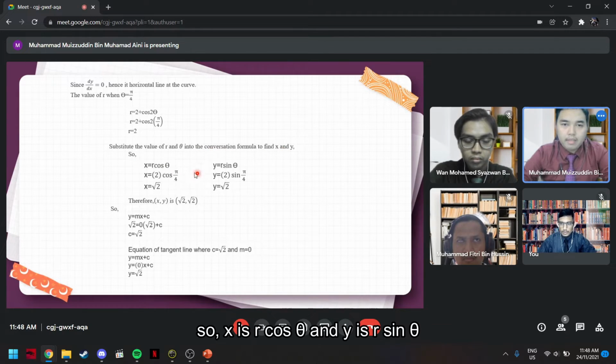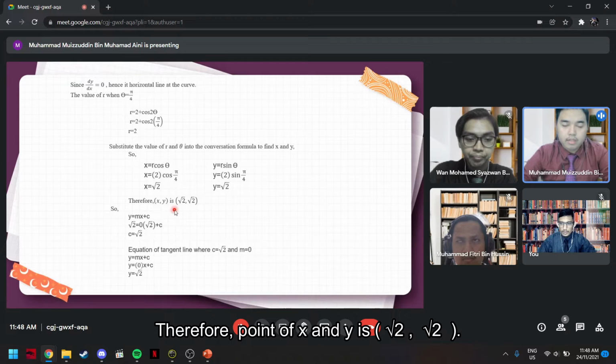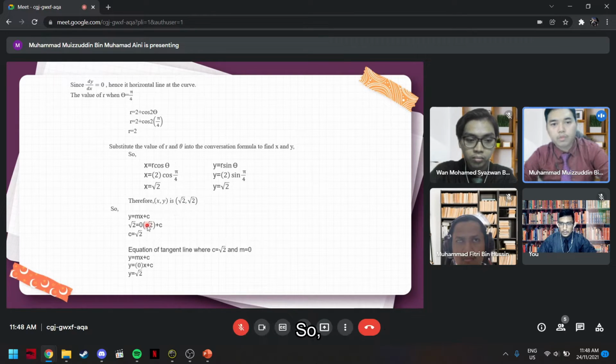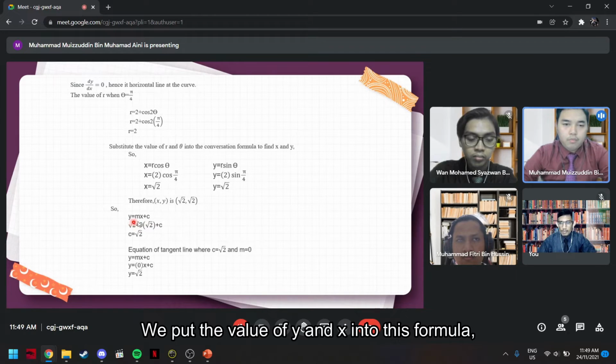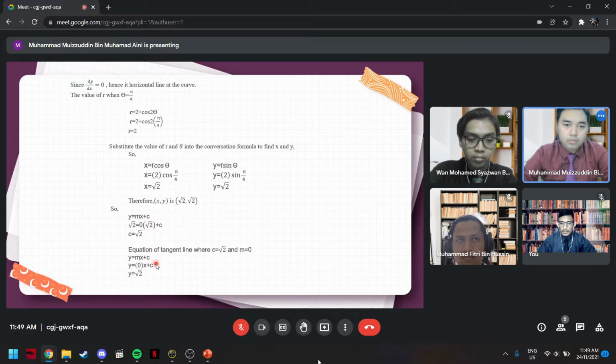So x is r cos theta and y is r sin theta. We put the value of theta, we can get x equals sec 2 and y is sec 2. Therefore, the point of x and y is sec 2 and sec 2. So after that we must find the value of c. So y equals mx plus c. We put the value of y and x into this formula, we can get c equals sec 2.